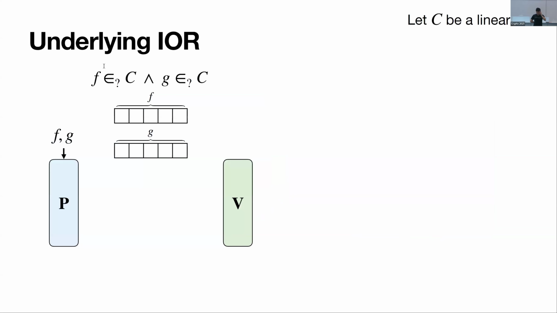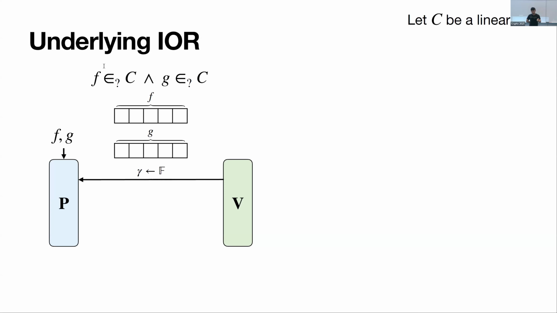Okay. So let me just try to give a very high-level description of what's going on in the underlying IOR in the rest of this talk. Let's say I have a linear code, and I want to verify that two vectors, f and g, are in this code. Actually, I don't want to fully verify that they're in the code, but I just want to reduce it into one claim that a single vector is in the code. So what can the verifier do?